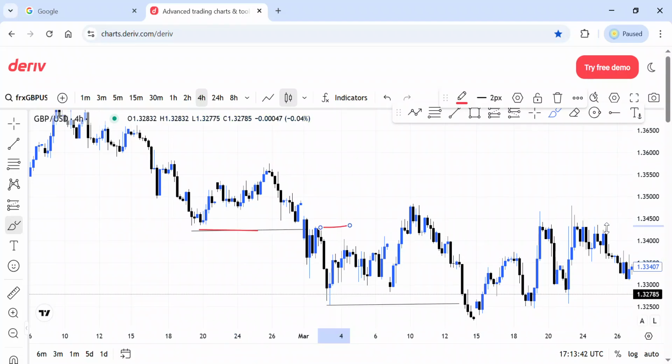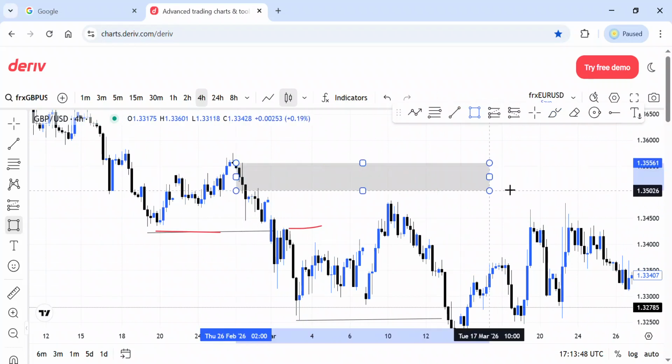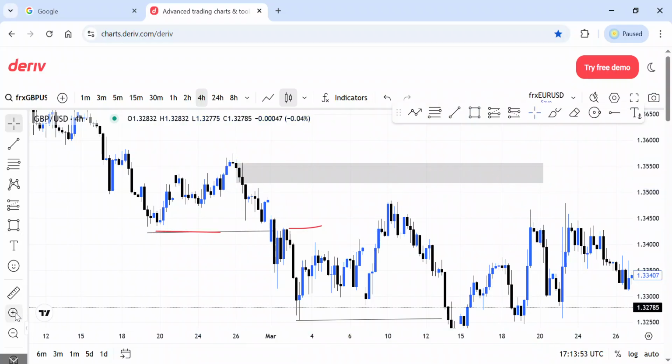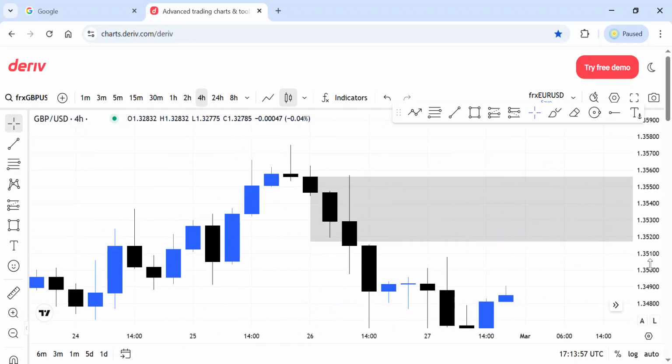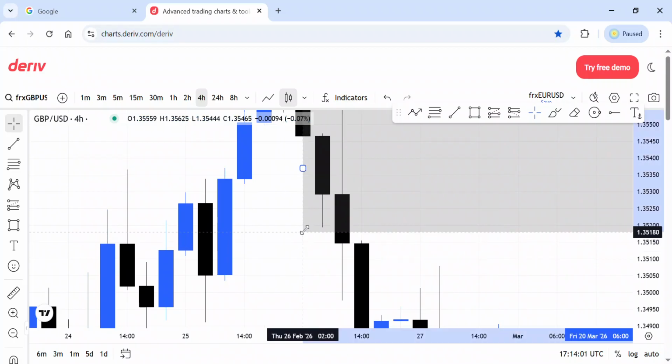Why is it a liquidity? It is because we have another block here that the market is supposed to come fill somewhere here. We have another block somewhere here that this market is supposed to come fill. So let me zoom out. As you can see, we have an unmitigated fair value gap here that this market is supposed to fill.